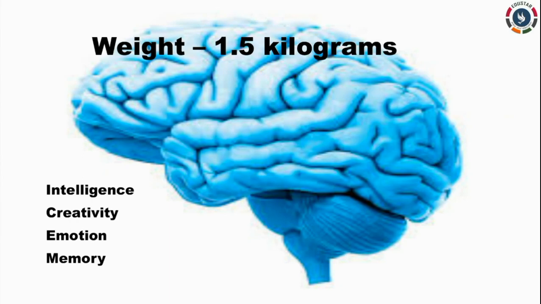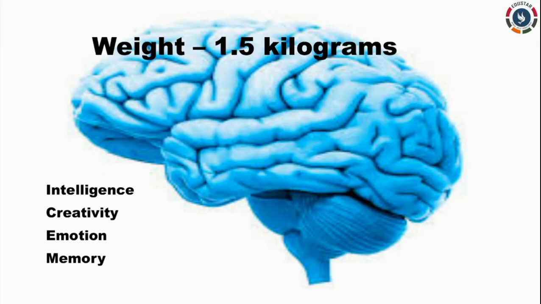Intelligence, creativity, emotion and memory are a few of the many things governed by the brain. The human brain is the command center for the human nervous system. It receives signals from the body's sensory organs and outputs information to the muscles. The brain is the center of thought and learning. The brain weighs 1.5 kilograms.